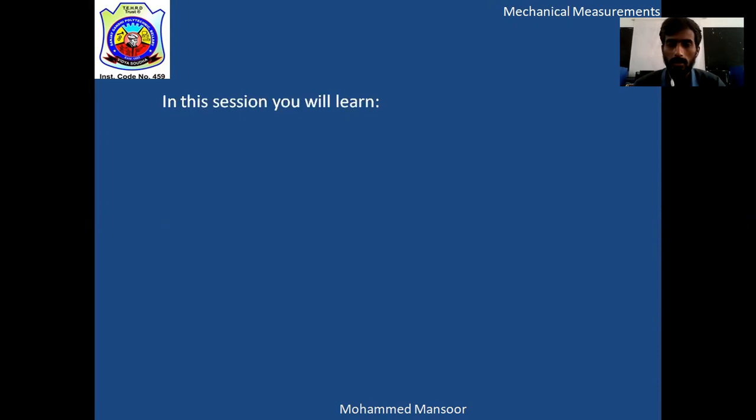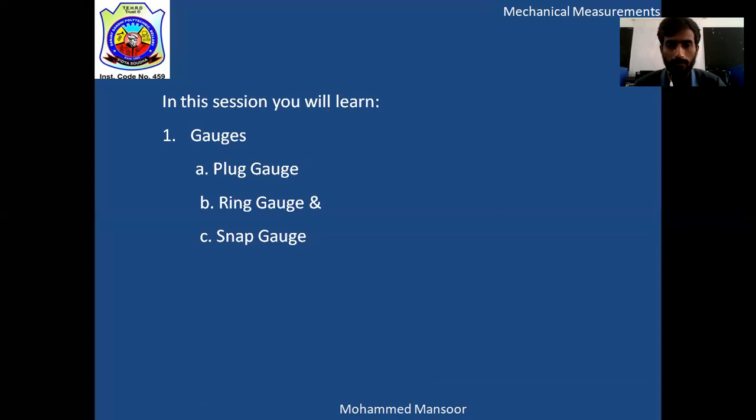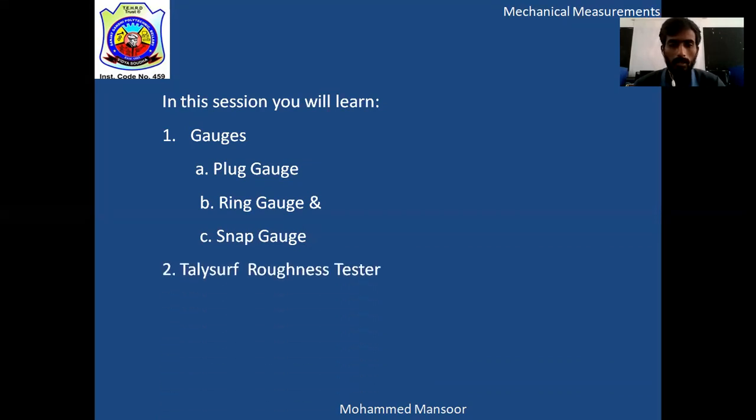In today's session, we will learn about gauges. What do we mean by gauges, and what are the different types of gauges? The first type is the plug gauge, then we'll study the ring gauge, and finally the snap gauge. We'll also learn about the surface roughness test, using the Talysurf roughness tester, and then we'll study the coordinate measuring machine, that is CMM.